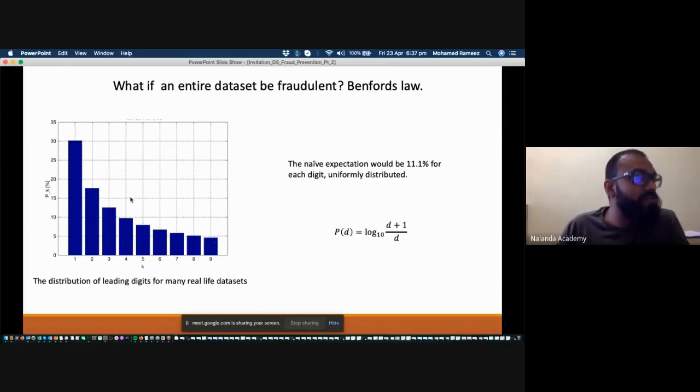This is in contradiction to expectation, because one would naively think that if these are numbers and they are uniformly distributed, then the first digit should also be uniformly distributed. So there are 9 numbers, and then you would think each of them should have a probability of 11%. But the probability distribution is actually given by this function. This is the logarithm to the base 10.